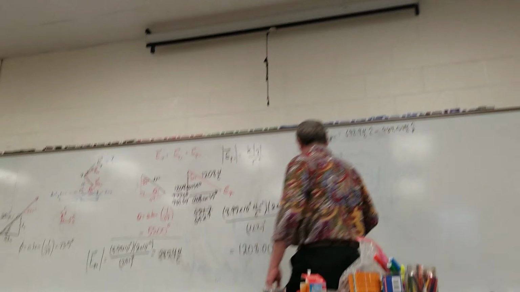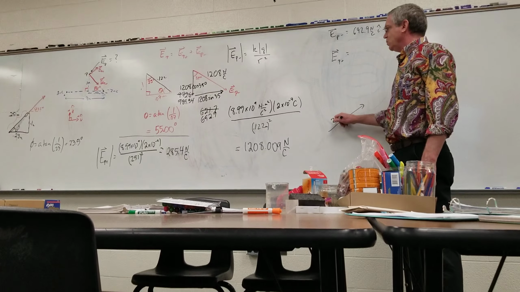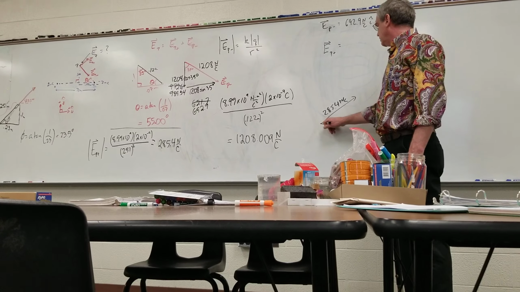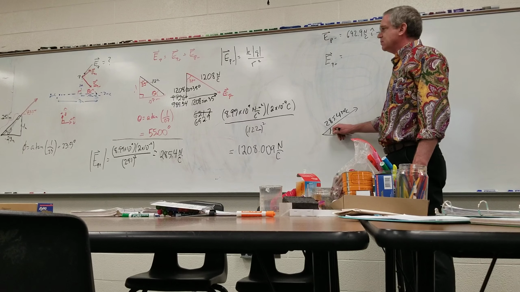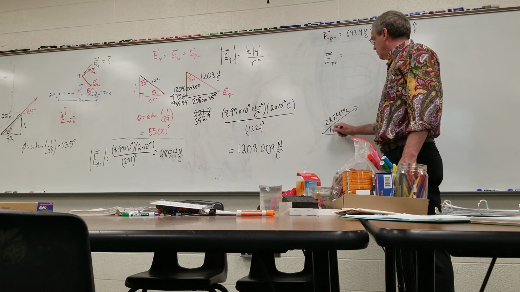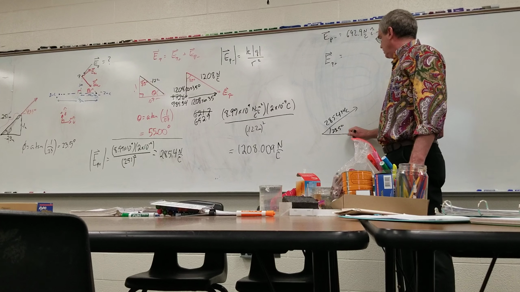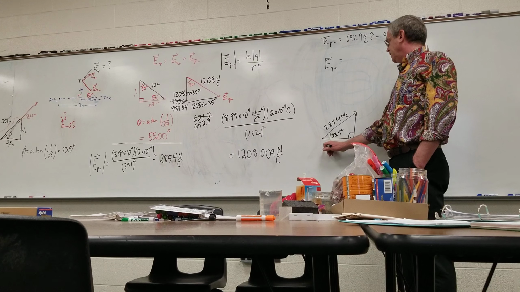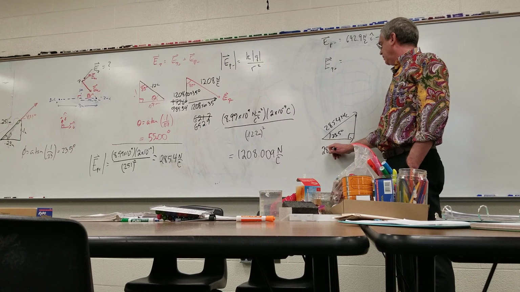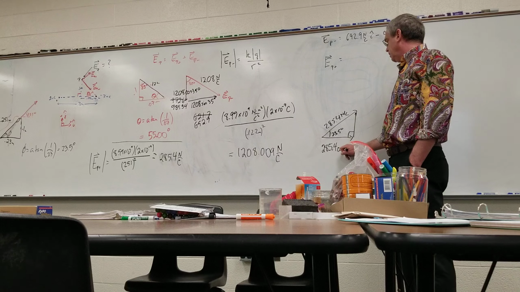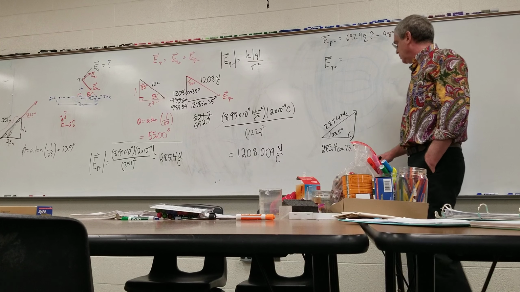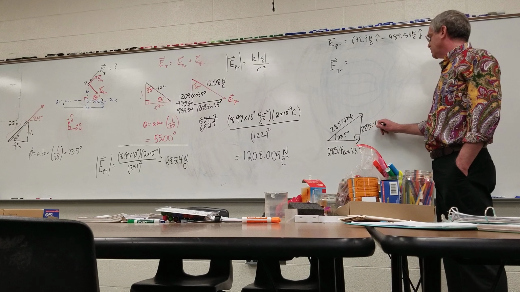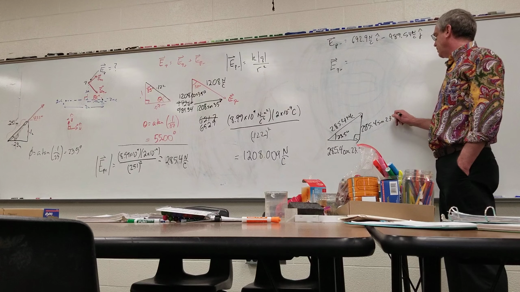Draw the triangle over here. So I have this 285.4 newtons per coulomb, and this angle is 23.5 degrees. How far over, how far up? This would therefore be 285.4 cosine of 23.5 degrees, and 285.4 sine of 23.5 degrees.